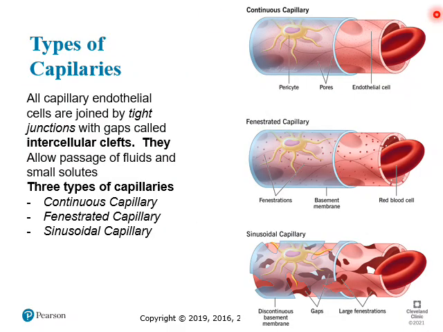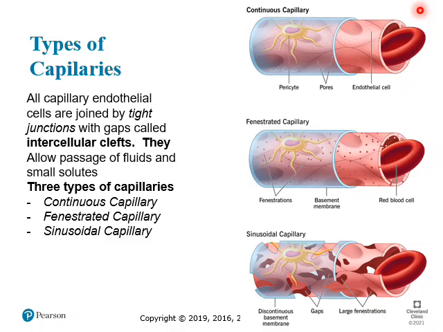So there are three types of capillaries. All capillary cells are joined by tight junctions with gaps they call the intercellular clefts. They allow passage of fluids and small solids. That's a special note that I have to mention to you before we start. And there are three types of capillary.